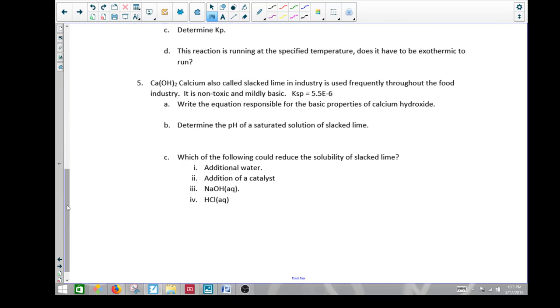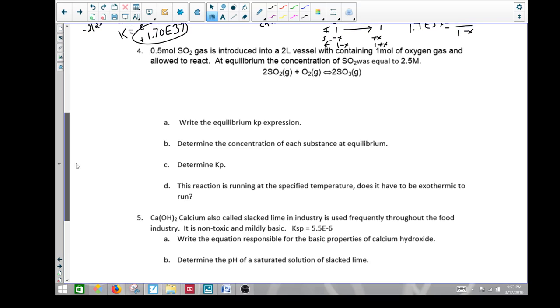All right, so next up we have a 0.5 molar solution of sulfur dioxide gas introduced into a 2-liter vessel containing 1 mole of oxygen and allowed to react. At equilibrium, the concentration of SO2 was equal to 2.5. Very standard, we have a little room here to do an ICE table. The SO2 is 0.5 moles in a 2-liter vessel. I like doing my equilibrium in moles per liter, so 0.5 divided by 2.